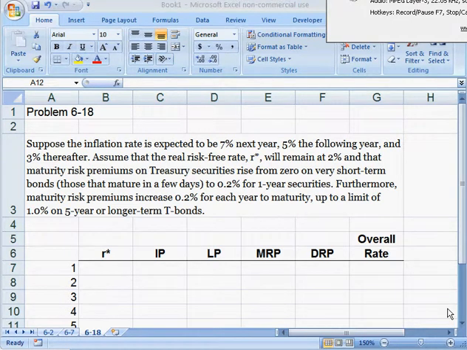Okay, again working in Excel on an interest rate problem. This time I've jumped ahead to problem 618. I'm not going to do the whole problem, but I think I can use it to illustrate how you would do a longer, more complex problem in trying to determine the different rates.